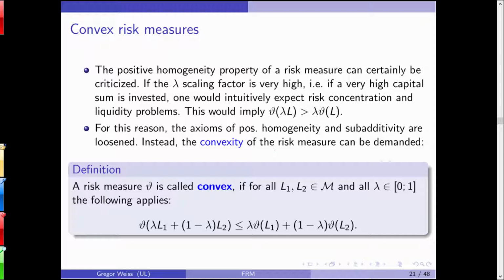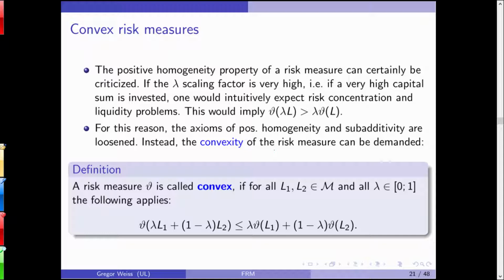A risk measure is called convex if for any two risks and all lambdas in the interval between 0 and 1, the following applies. Nu of lambda L1 plus 1 minus lambda times L2 is less or equal than lambda times the risk capital of L1 plus 1 minus lambda times the risk capital of L2. In this case, you don't have positive homogeneity. This is relaxed, but you get a convex risk measure. And in some parts of mathematical finance, convex risk measures are, I would say, equally important as coherent risk measures.